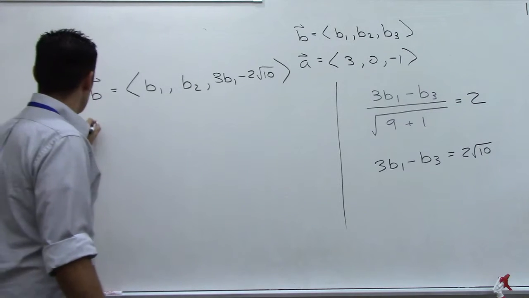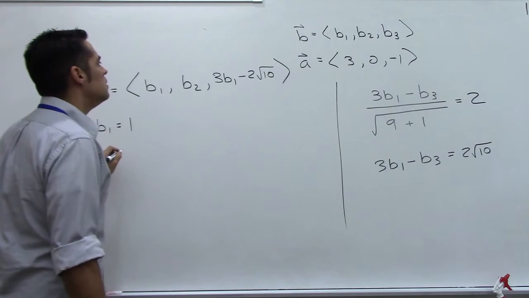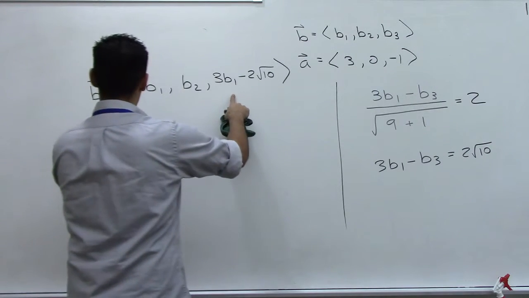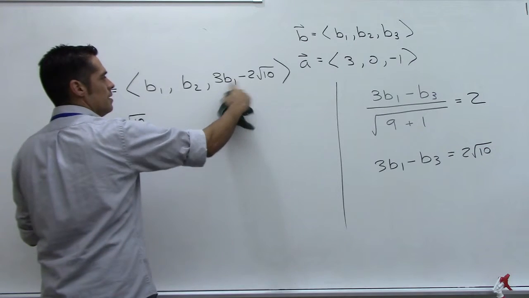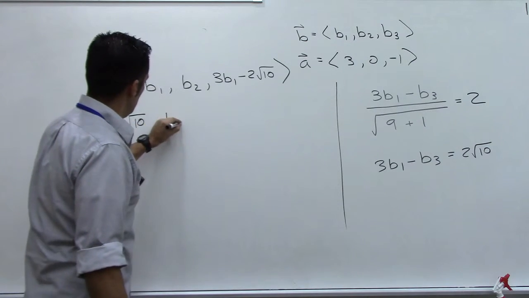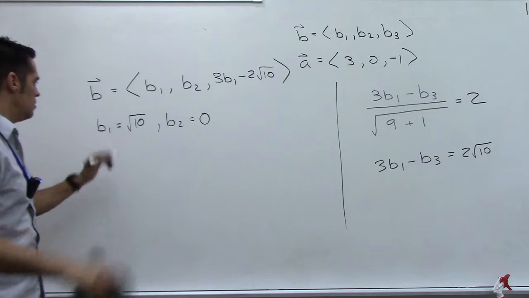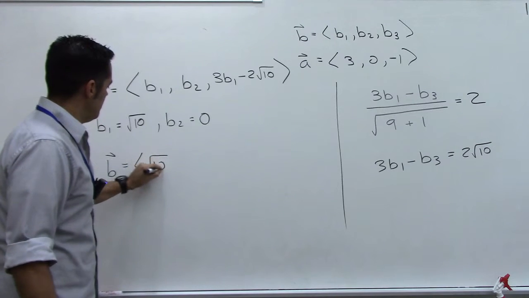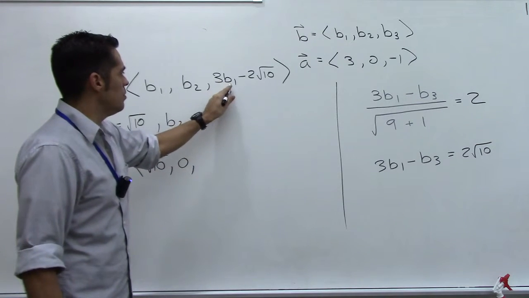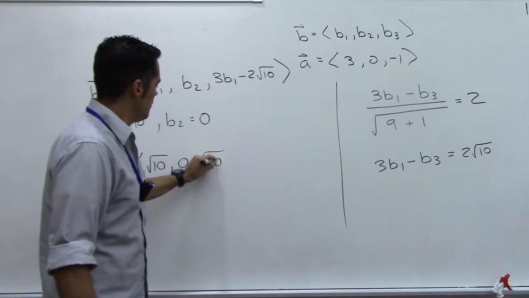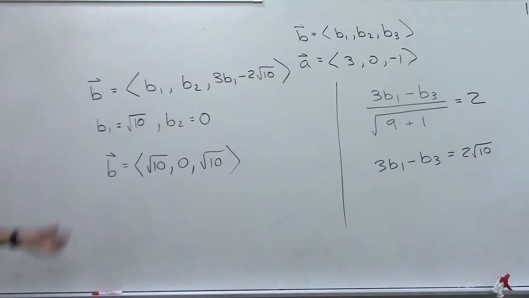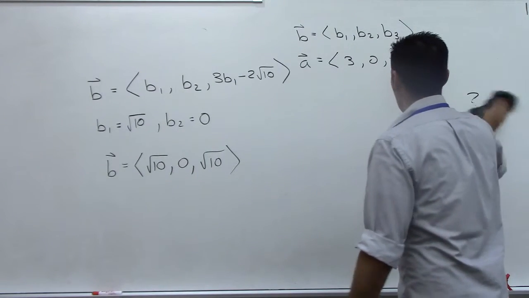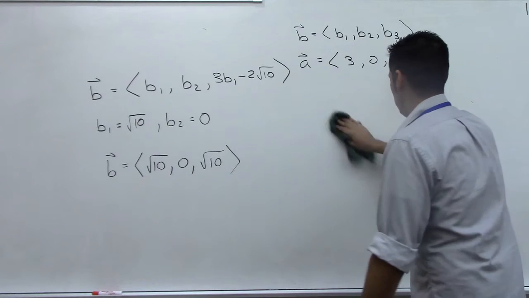So let's just pick some values. Let's let B1 be equal to 1. You know what? We'll be clever here. Let's let B1 be root 10, because if I do that, then it's going to be easy to calculate. Let's let B2 be 0. So what would B look like then? B would be root 10, 0, and then 3 root 10 minus 2 root 10 is just root 10. And so I'm claiming that when you take the scalar projection of that onto A, you get 2. So let me check it.